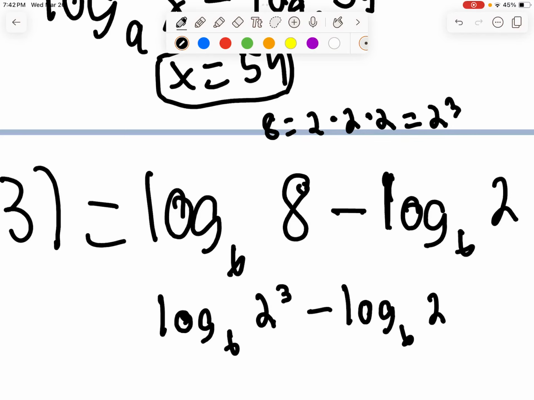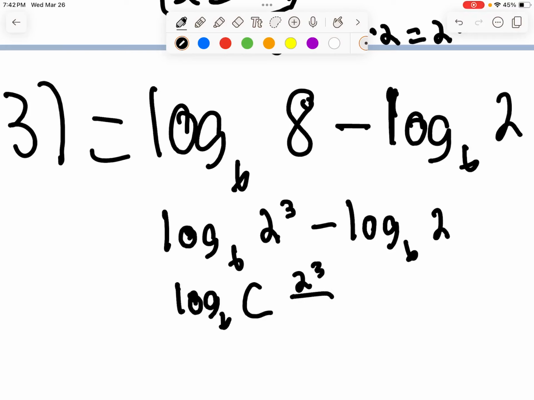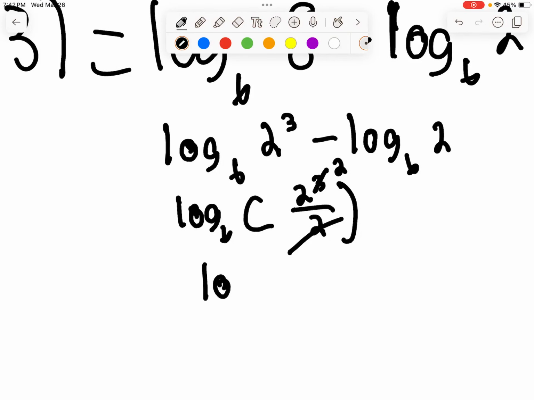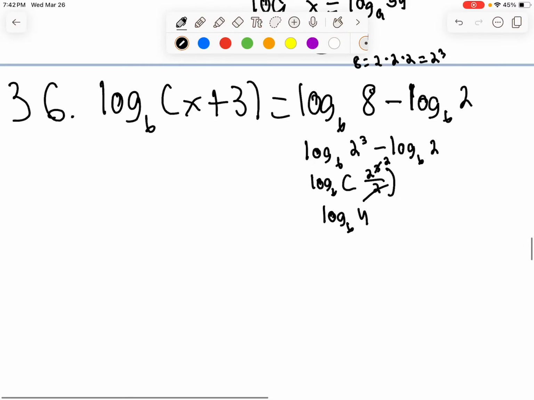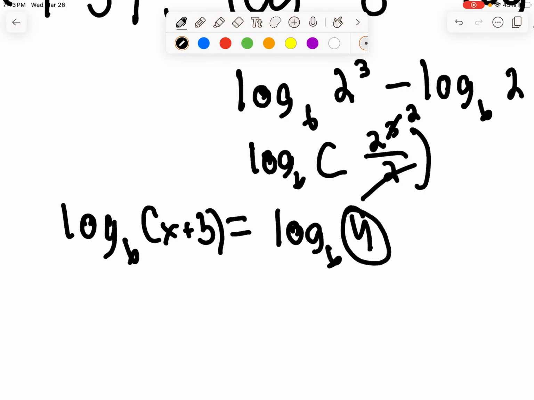So why did I bother doing that? If you remember, when you have subtraction, it means you just divide. I have log B of 2/3 over 2. This cancels out. This is just going to be 2. 2 times 2 is 4. You have log base 4 now. So this one's a little different. Log B of x plus 3. So since this is 4, this is just algebra: x plus 3 equals 4.